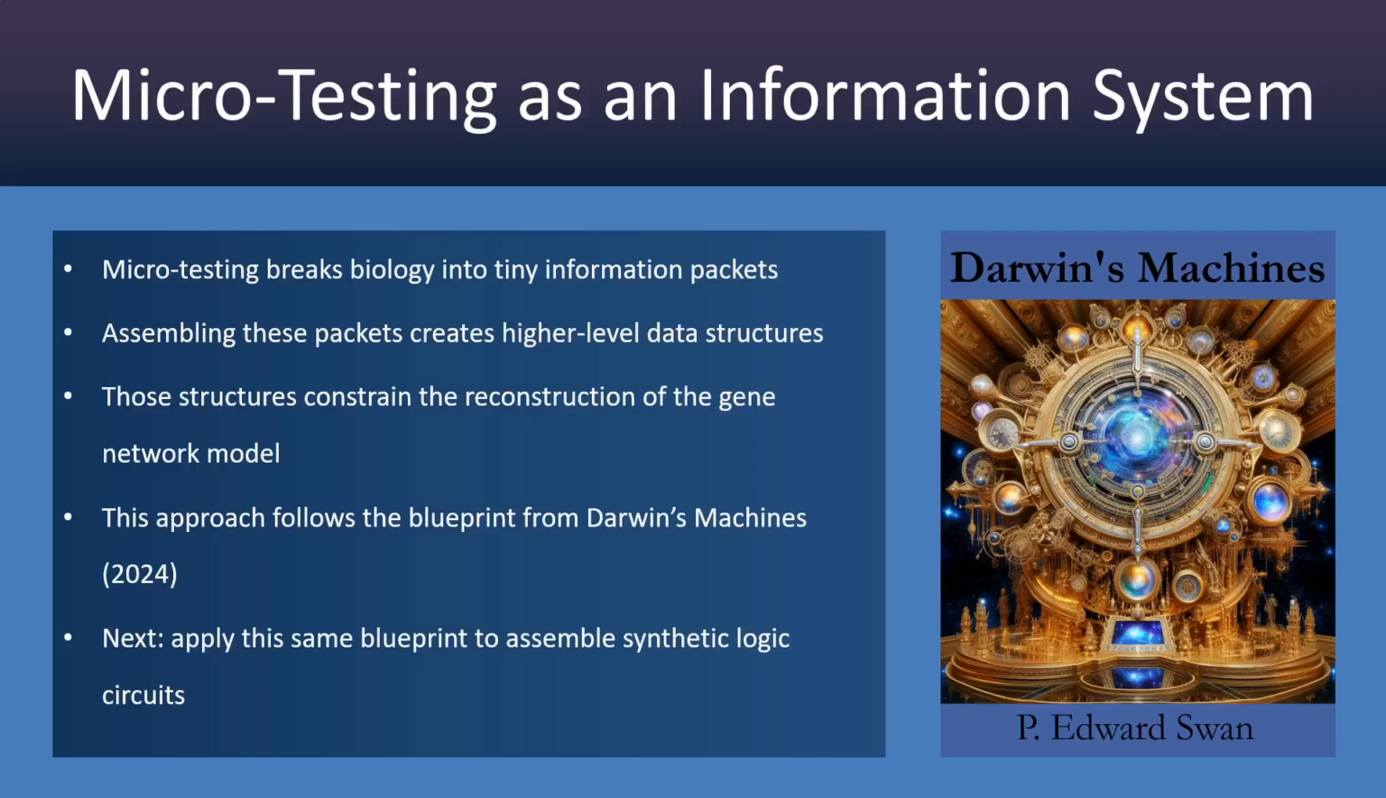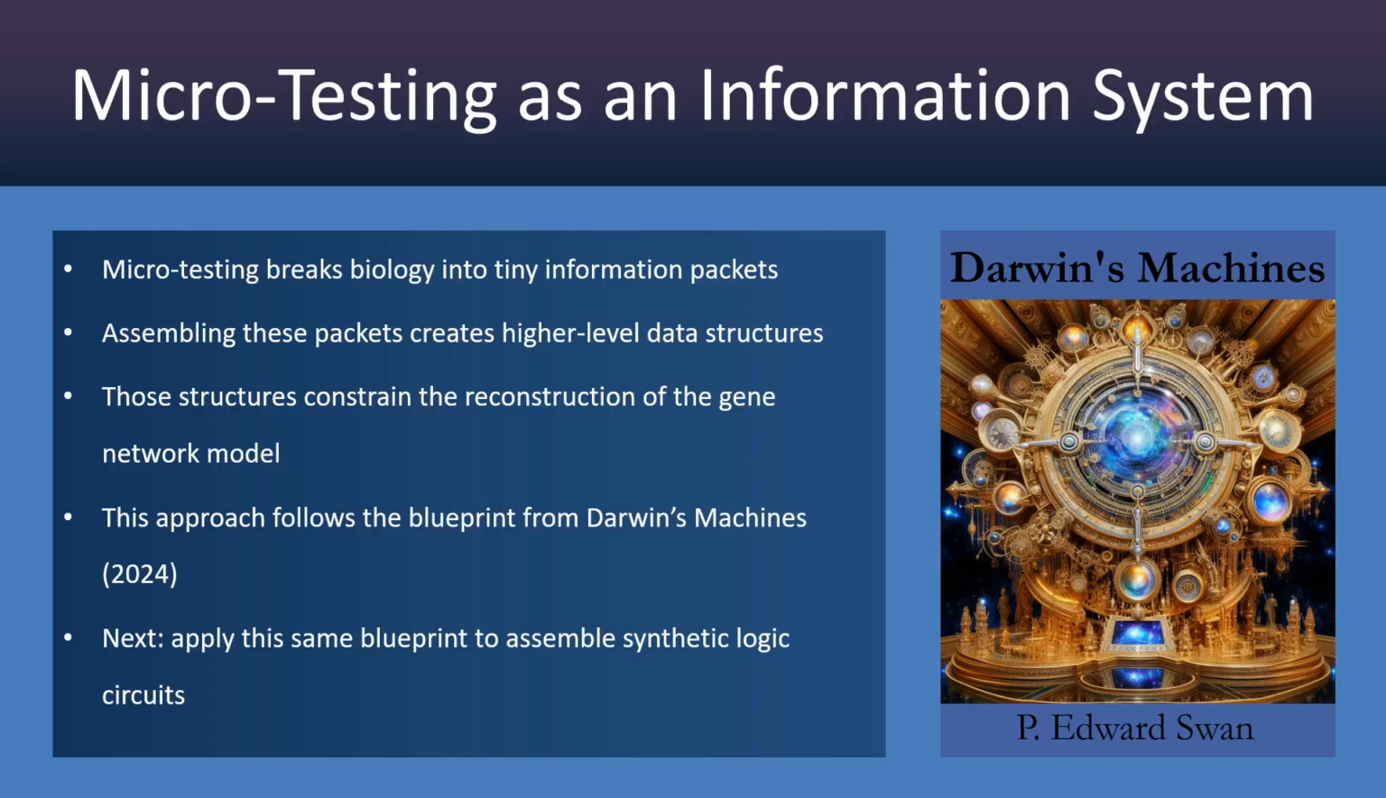Microtesting as an information system. If we want to redesign our gene networks for longevity, we're not repairing the old system. We're building a new one on top of it. And even though this whole process looks biological, it's really an information systems problem.